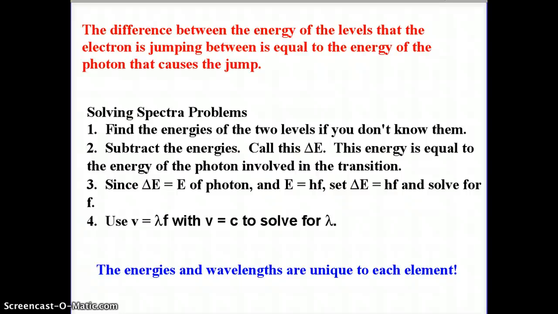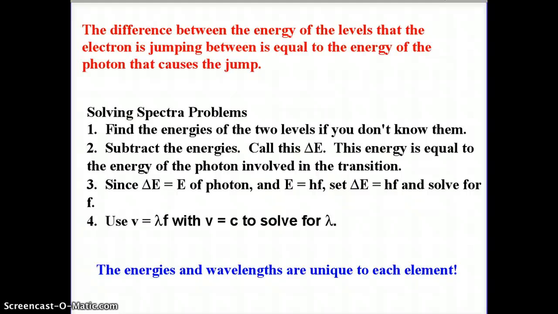The key idea is that the difference between the energy levels that we're jumping between has to be equal to the energy of the photon that causes the jump. So you may want to pause and just write down this procedure. Here's what you're going to do. You're going to first have to find the energies of the two levels if I don't tell them to you. In hydrogen, you may just know them because we've done them so many times. If it's anything other than hydrogen, I have to tell you the level. But it might be two levels in hydrogen that we haven't done. Like what if I tell you between levels 7 and 8? Then you might have to calculate the energies of the two levels.